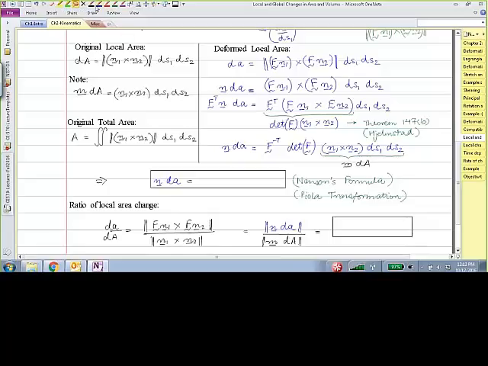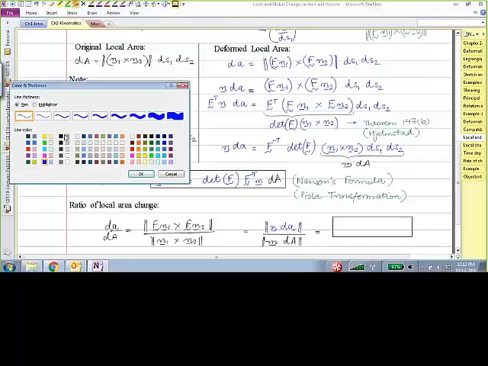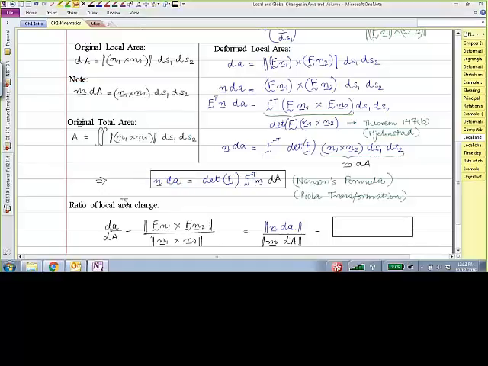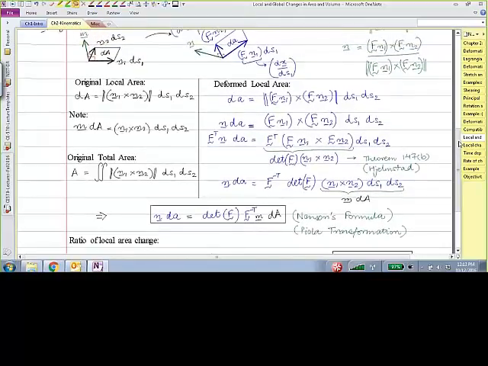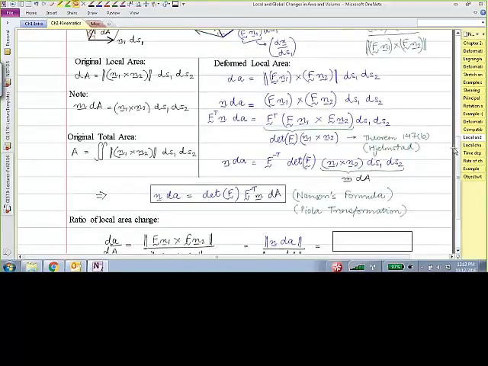Let's write this one out. n da equals determinant of F, F inverse transpose, N and dA. And actually N should also be black. That's the undeformed vector. So Nanson's formula, or area transformation, is basically something that allows us to express the deformed area in terms of the undeformed area.